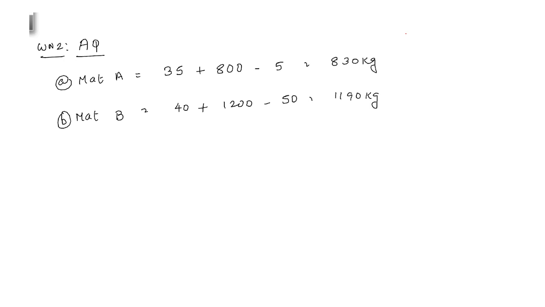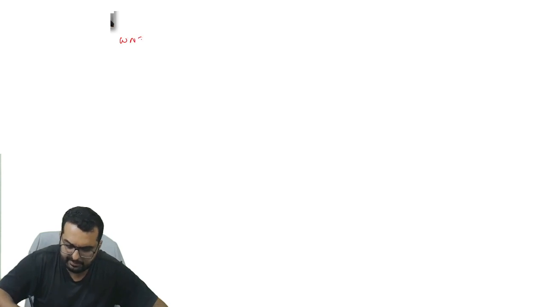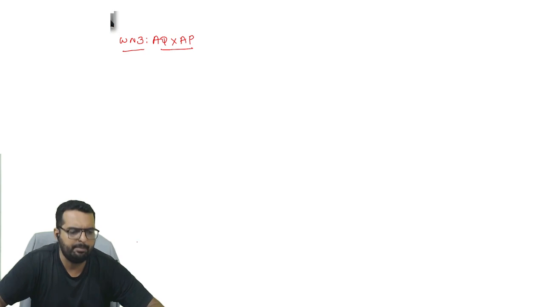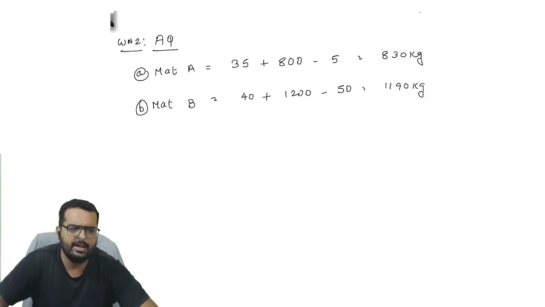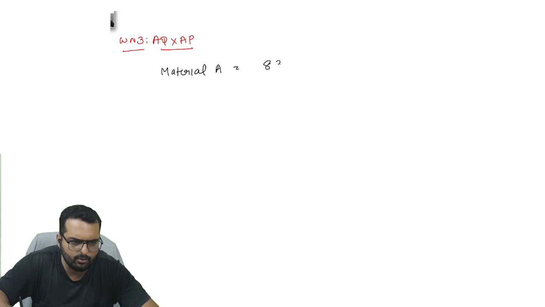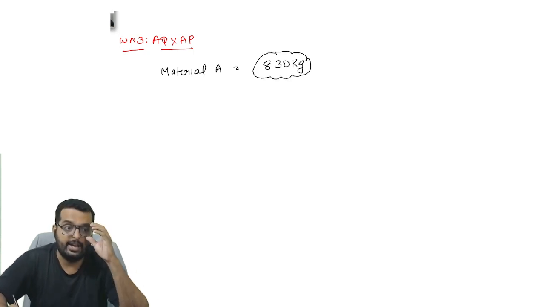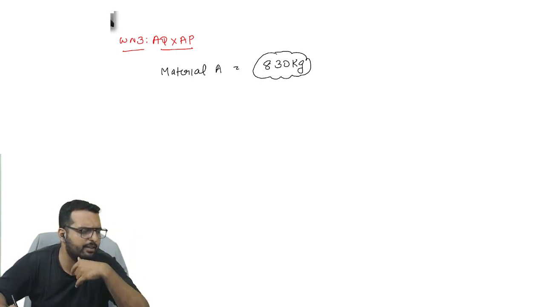All right, friends. I believe everybody is done writing this. Now, friends, the next part is a little tricky. Listen carefully. I want to now find out AQ into AP. First, we'll start with material A. Material B, you will do it on your own. What is the quantity that is consumed? 830 kg. Friends, a company can use any one of the methods, FIFO method or weighted average method.